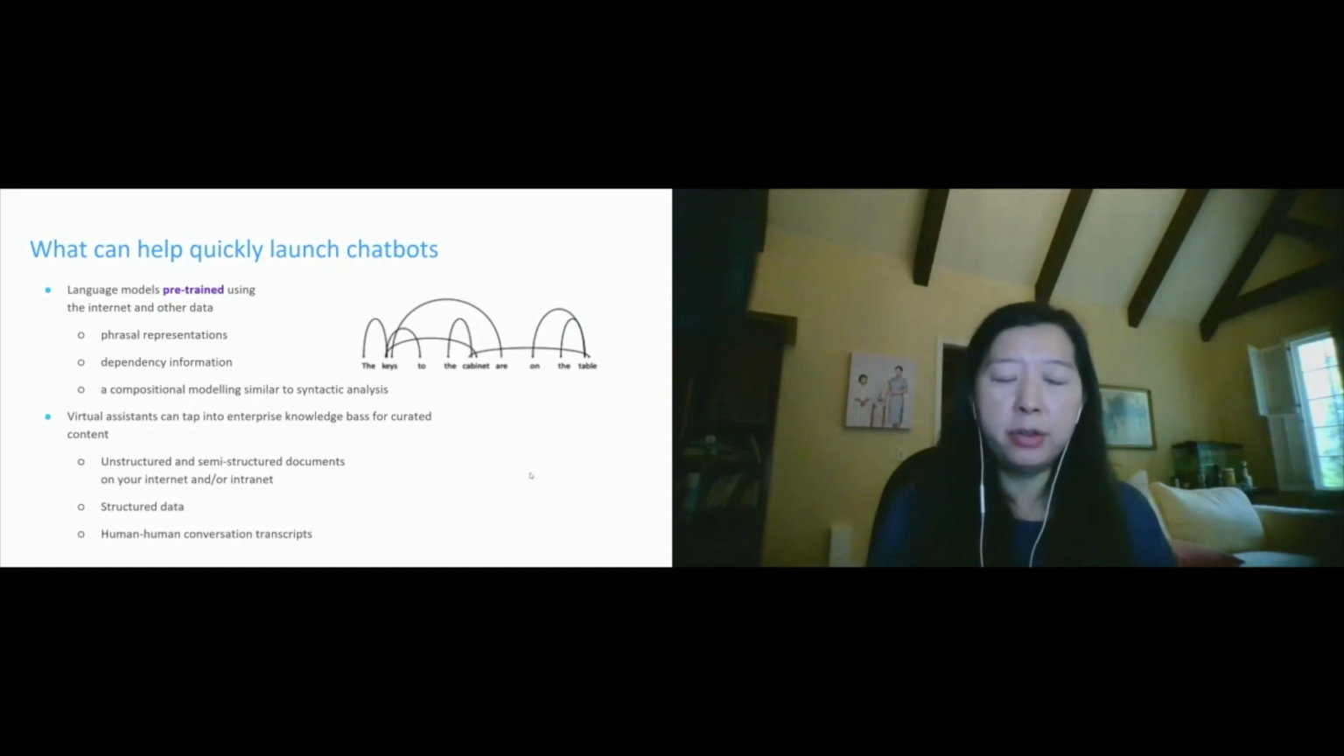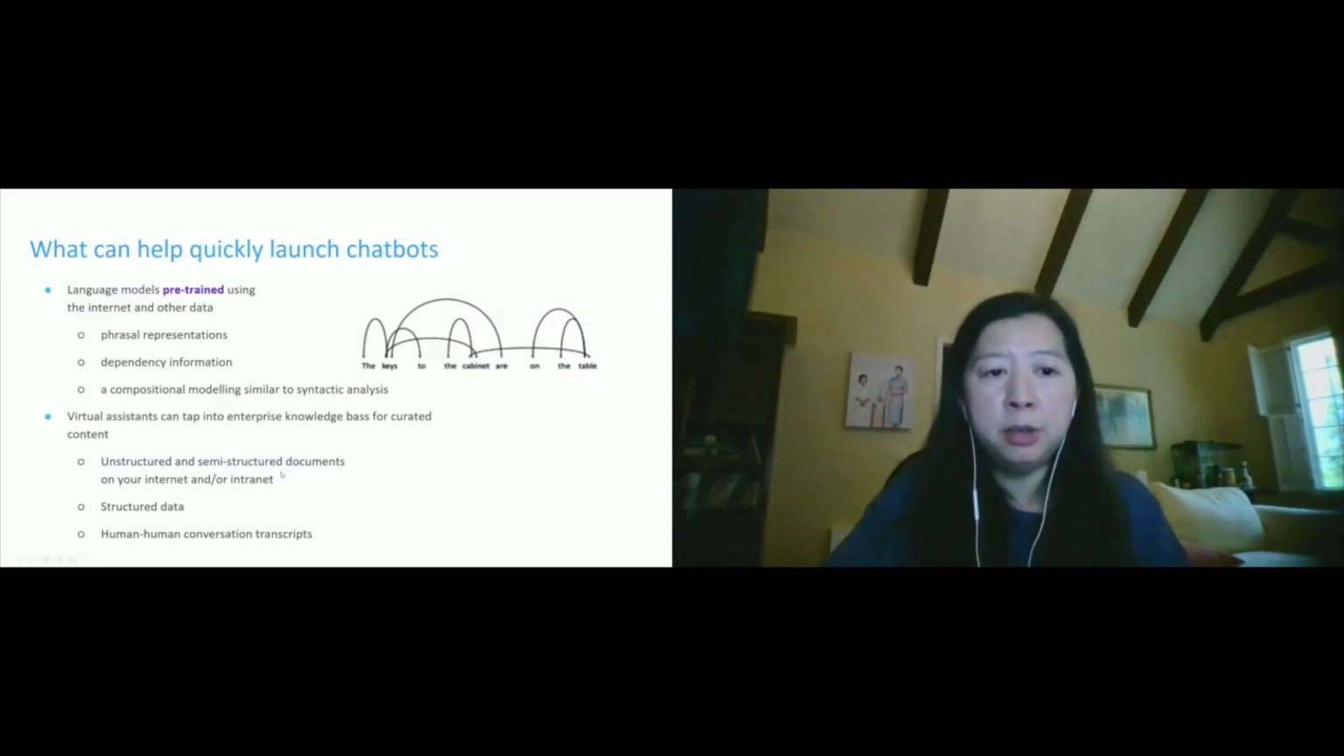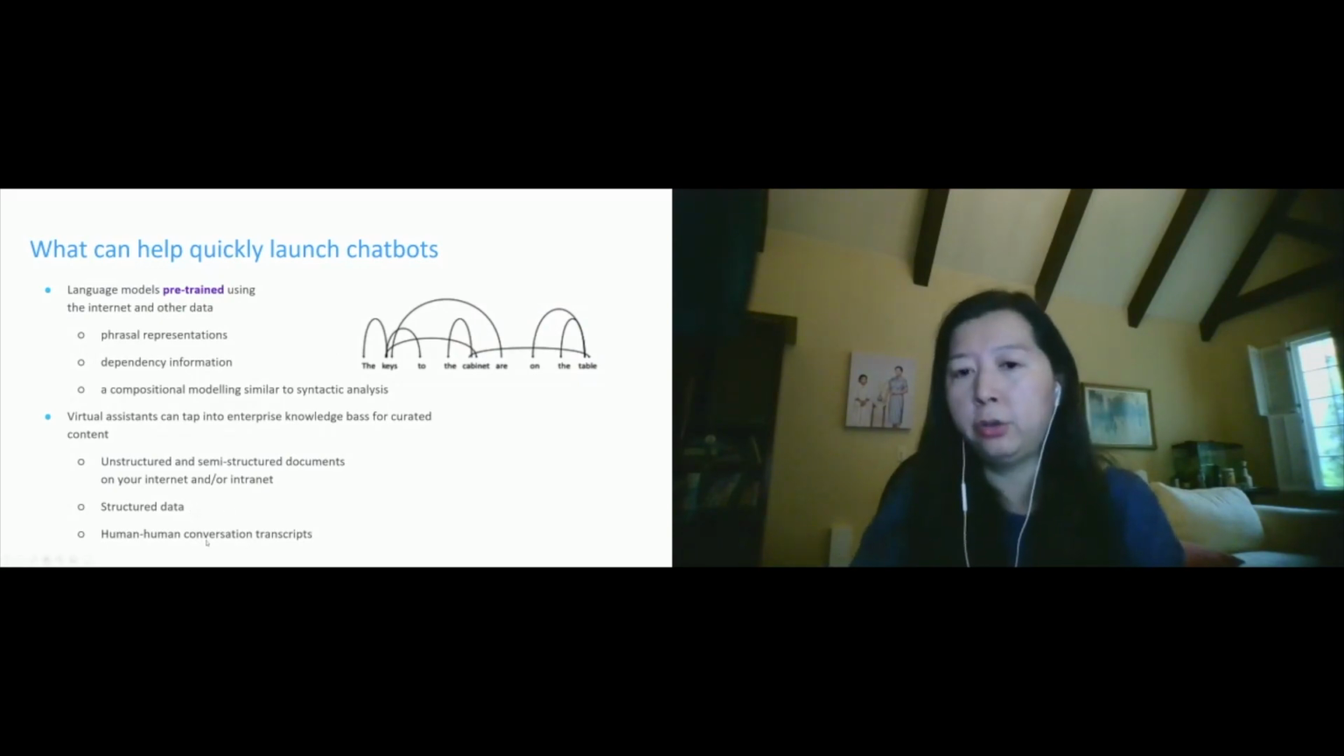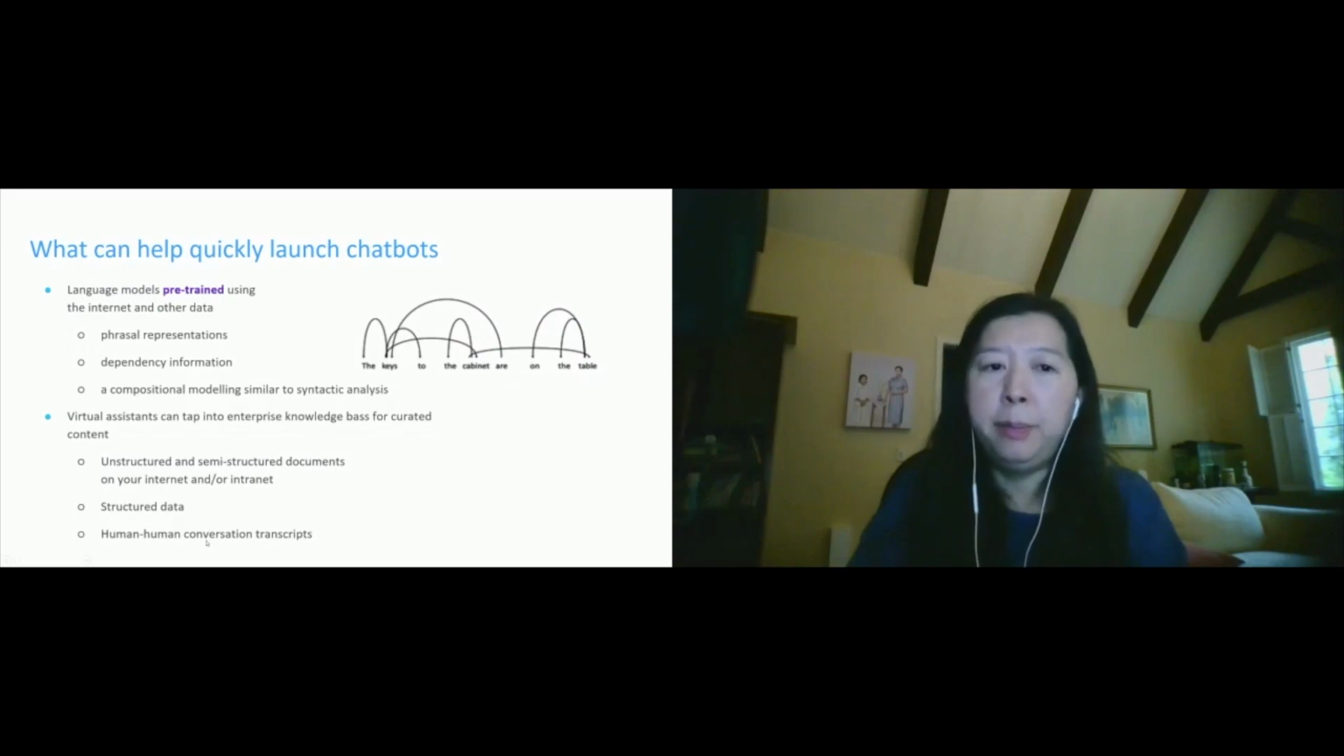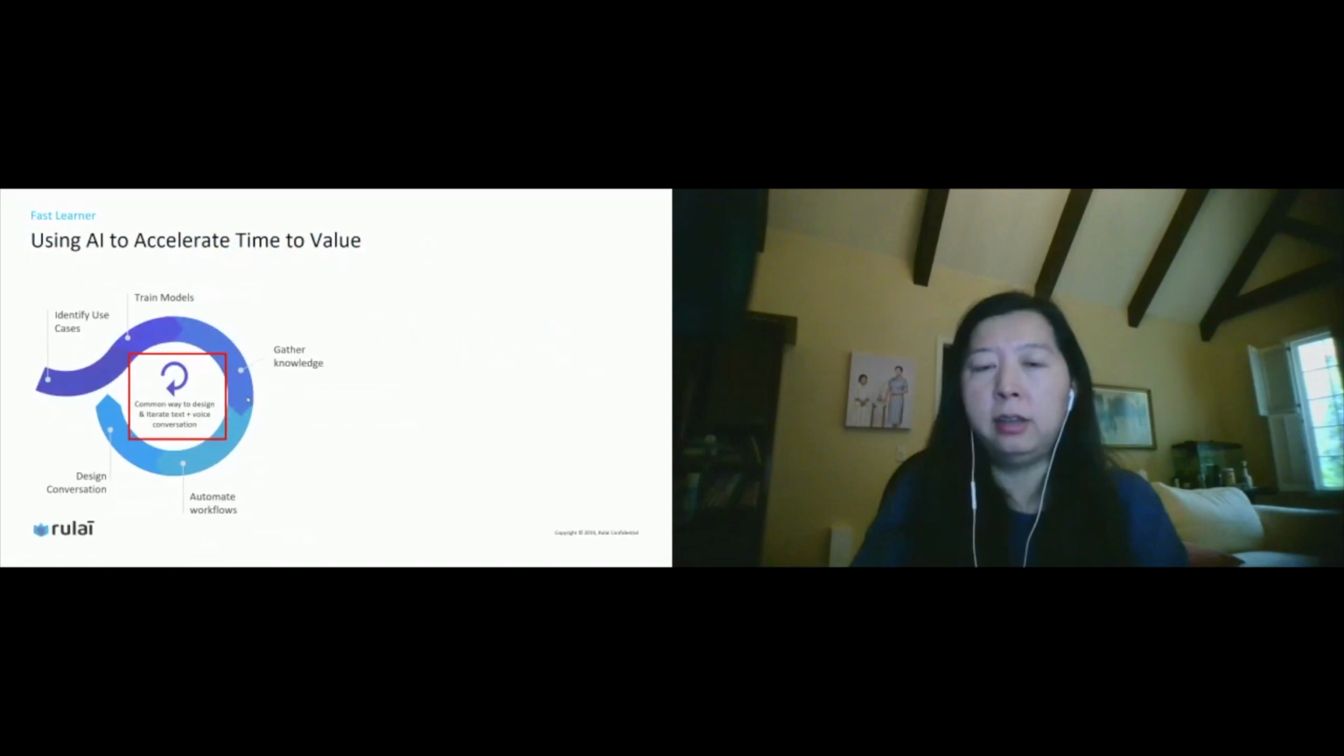And besides, a virtual assistant can also tap into the enterprise knowledge base for curated content that already existed before the project starts. For example, there are unstructured and semi-structured documents in the intranet of the company. There are also structured data, such as the databases inside the company, and also human-human conversation transcripts. Based on those things, we can really launch an AI virtual assistant quickly.